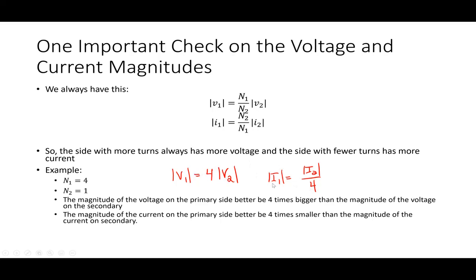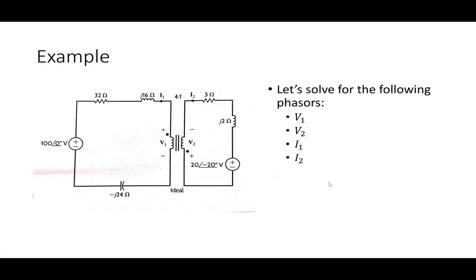If the voltage is 4 times bigger, the current's going to be 4 times smaller. That's one quick check that you can always do. So let's look at an example. Let's say I wanted to figure out V1 and V2 and I1 and I2 in this circuit.